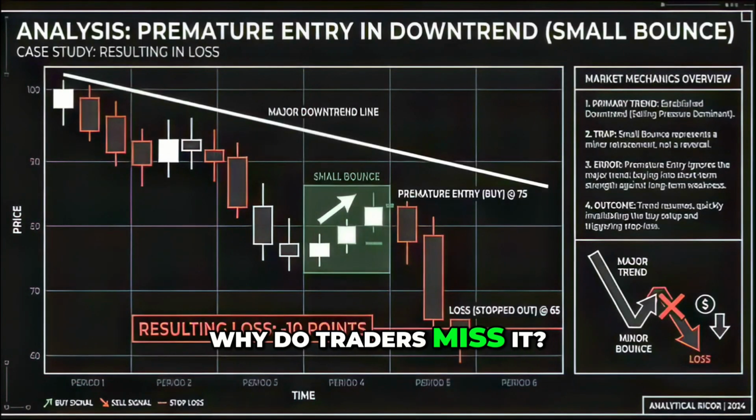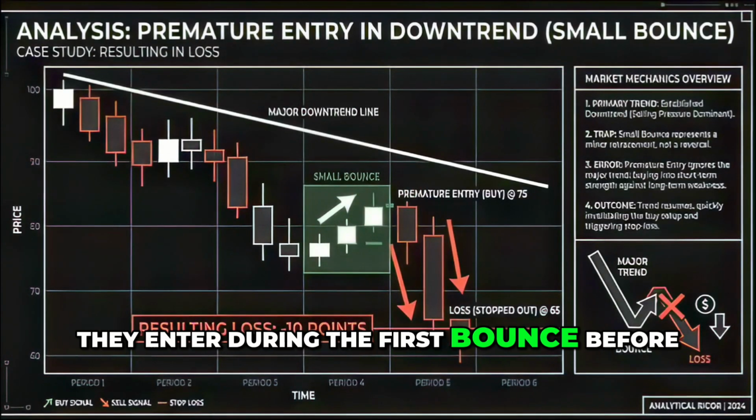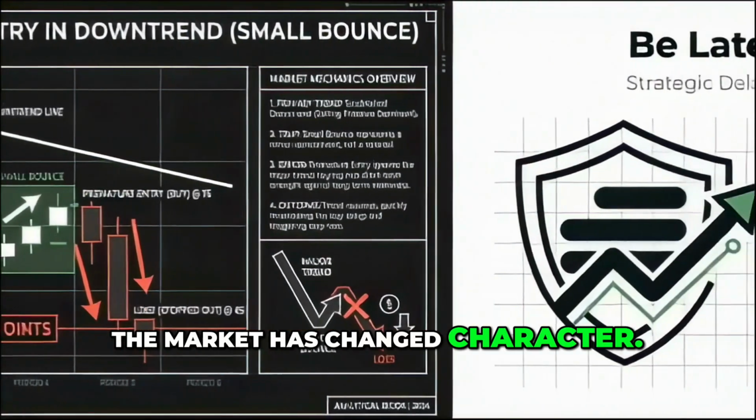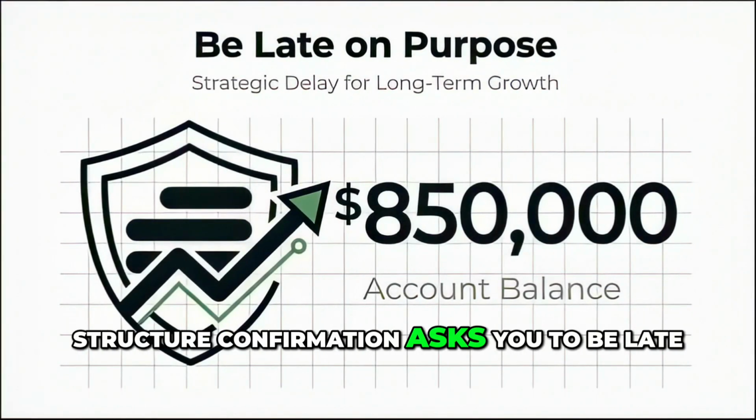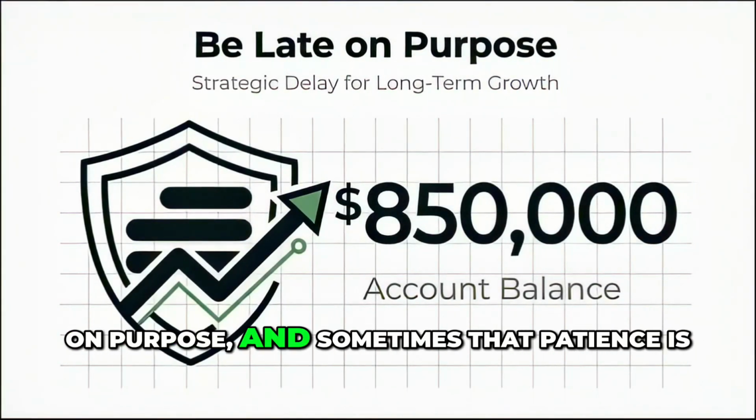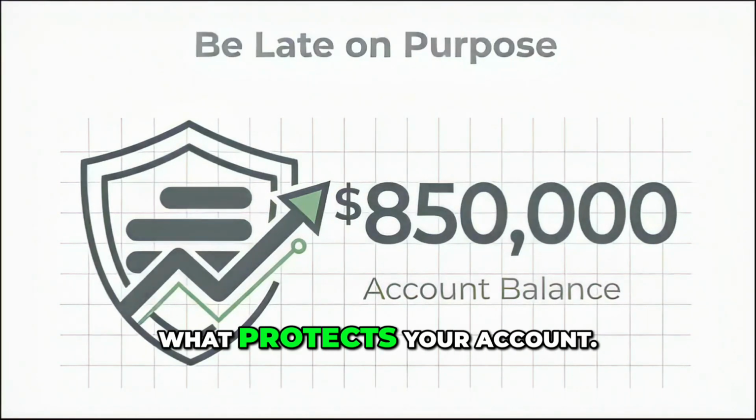Why do traders miss it? They enter during the first bounce, before the market has changed character. Structure confirmation asks you to be late on purpose, and sometimes that patience is what protects your account.